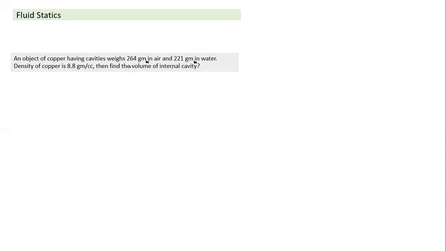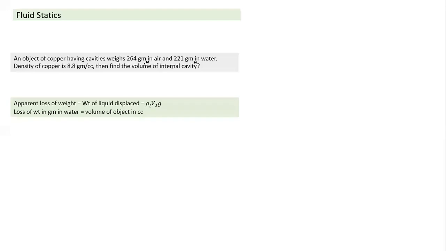So this can happen in any object. What is the cavity it has? What we notice here is that when we submerge it in water, the apparent weight is reduced. But what is the reduction here? The apparent loss of weight is due to the weight of liquid displaced. And the weight of liquid displaced is equal to the density of the liquid times the volume submerged times g. So, the loss of weight in grams in water.